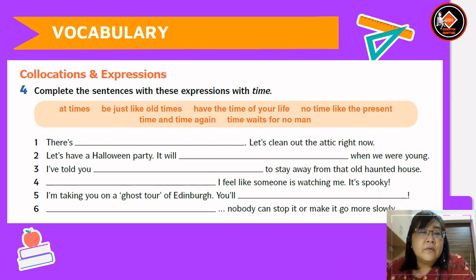Next, we have collocation and expressions. Complete the sentences with these expressions with time. So we have at times, be just like old times, have the time of your life, no time like the present, time and time again, time waits for no man. So let's look at number 1.